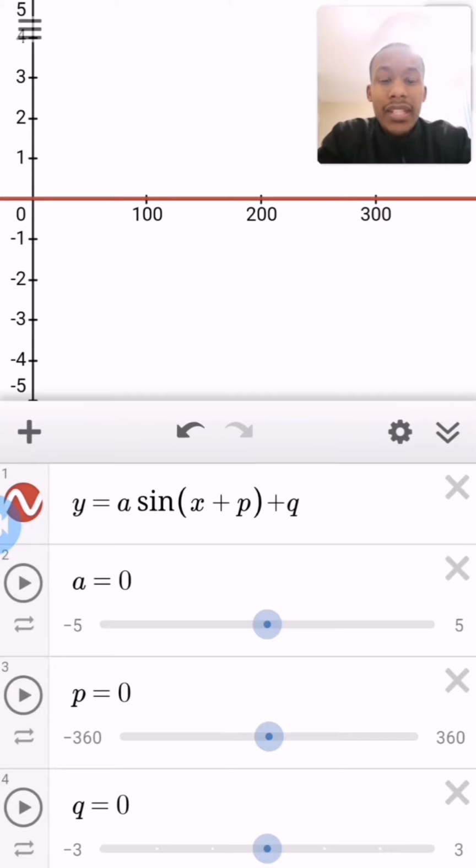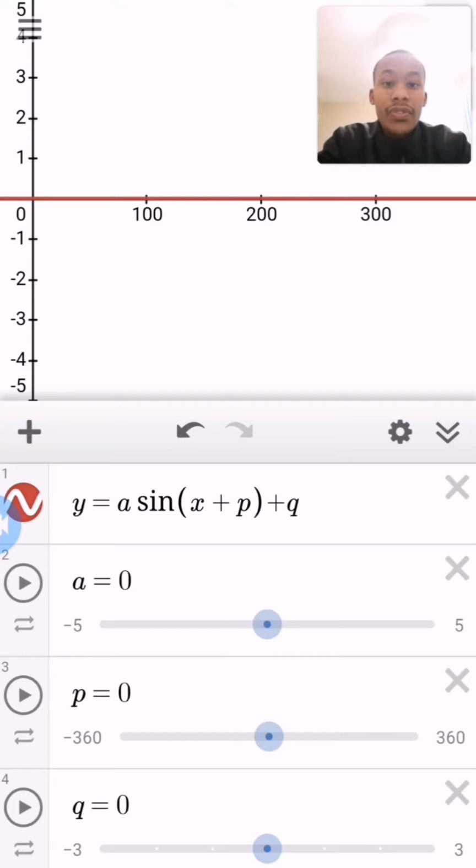Hi there guys, so in this video I'd like us to go through the trigonometric functions sine, cos and tan. So we're going to start off with the sine function. So below you can see there's an equation, y is equal to a sine x plus p in brackets and then plus q outside the bracket. So we're going to have a look at what each variable does to this sine function, and then we're going to swap the sine for the cos and then see what happens there, and then do the same for tan.